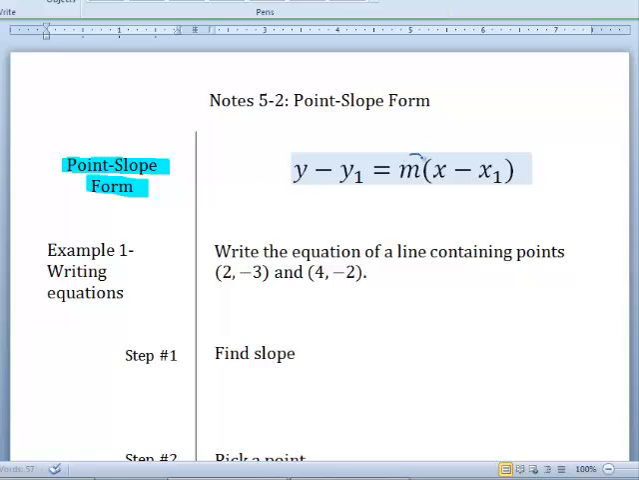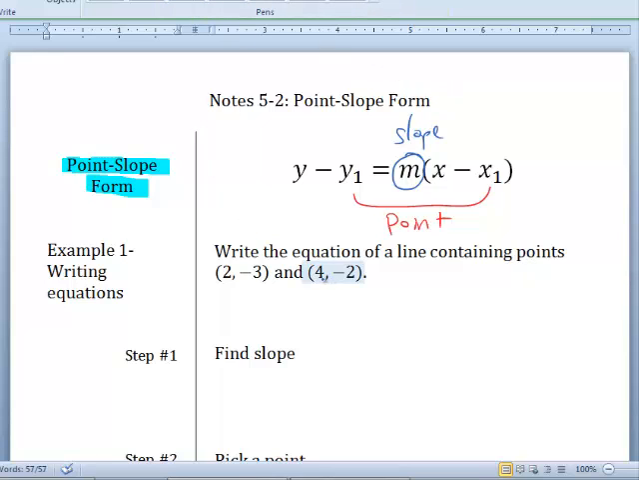We should already know what the m stands for. M stands for slope. We've seen that before. Now the y by itself and the x by itself are the same thing as in slope-intercept form. They don't change. But the y1 and the x1 are where we have our point, the coordinates, hence the name, point slope form. If you're ever given a point and a slope and asked to write an equation, you can do it in this form, point slope form.